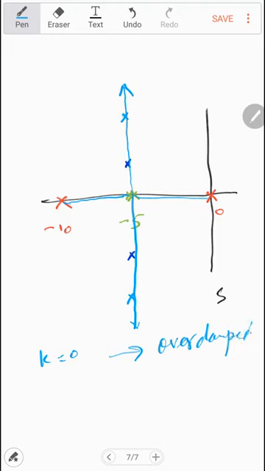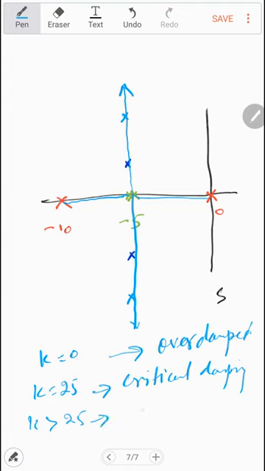Number 2, when k was equal to 25, the two poles move toward each other and we got two poles at the same point. We say that when we have two poles at the same point, it has the critical damping response. The time response will be critically damped. And when k is greater than 25, then this is now an underdamped system.